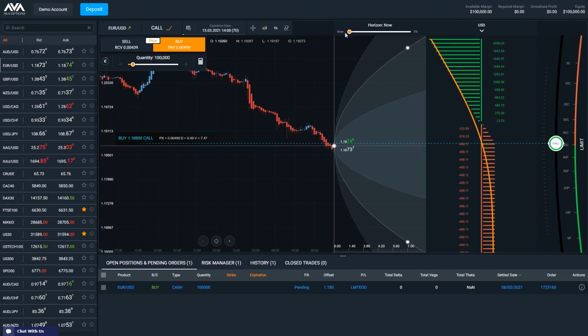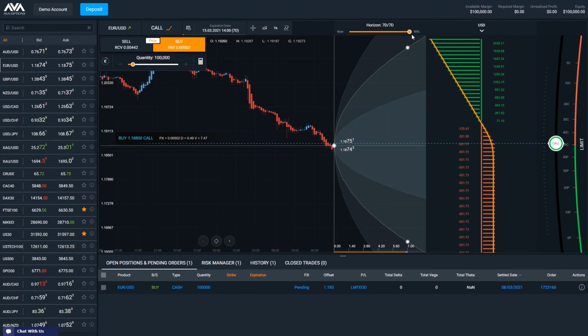What do I mean by that? Take this horizon line. Today is now, right? The orange line is showing us our profit and loss profile today. If I go through time, after 5 days, the option is worth less.